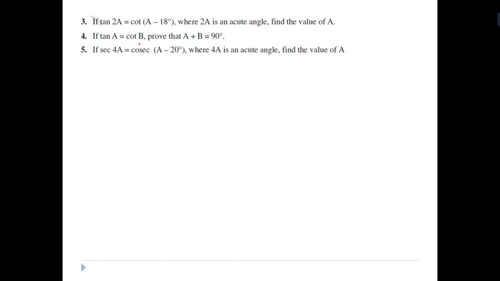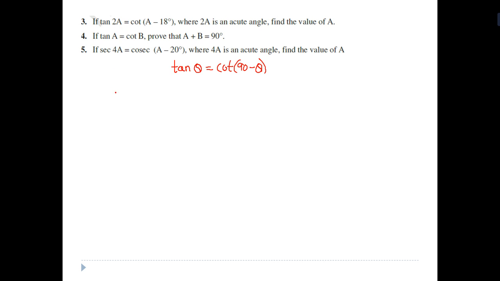Tan 2A is equal to cot (A minus 18 degrees), where 2A is an acute angle. Find the value of A. Same thing we have to do now. Already we know that tan theta is equal to cot (90 minus theta). That identity I am using.